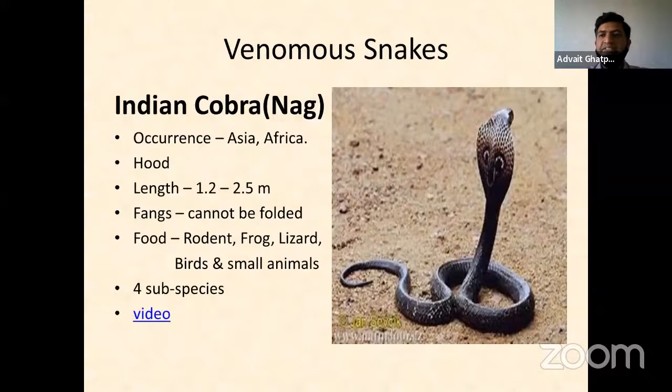Fangs, in short, in Marathi, are the snake's venom teeth. Some snakes can fold them, but in case of Indian cobra or nag, they cannot fold their fangs. General food is rodents, frog, lizard, bird, small animals, etc. And there are 4 subspecies of this Indian cobra, which we are going to see. I am just skipping this video part because there is a time limit for the lecture.